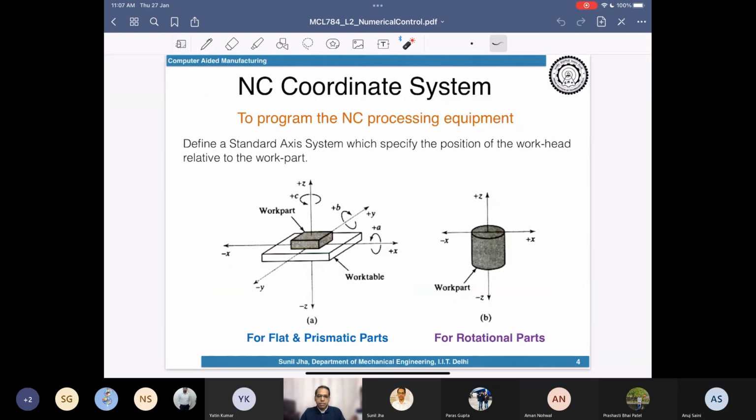So these are some of the very basic things. I am sure that some of you may already be aware of this basic understanding, but I am just giving you a quick revision on that part.